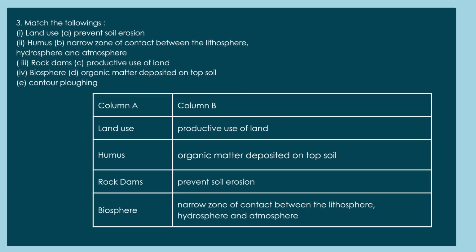Match the following. Match column A to column B. So I'll be going directly to the answers. Land use, productive use of land. Humus, organic matter deposited on top of soil. Rock dams prevent soil erosion. Biosphere, narrow zone of contact between lithosphere, hydrosphere and atmosphere.